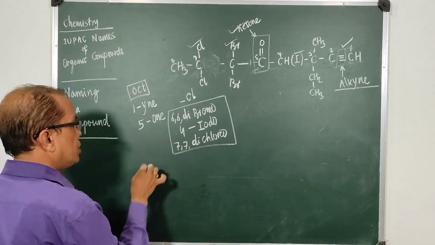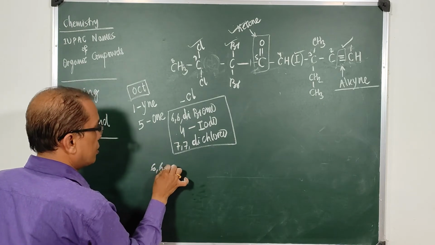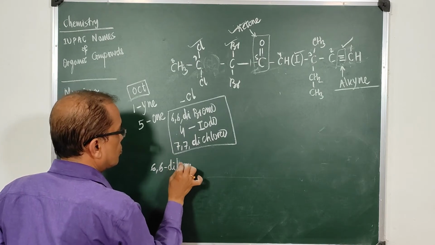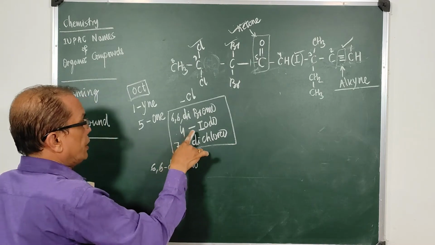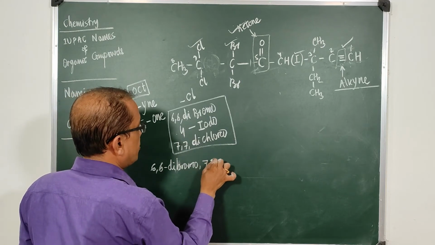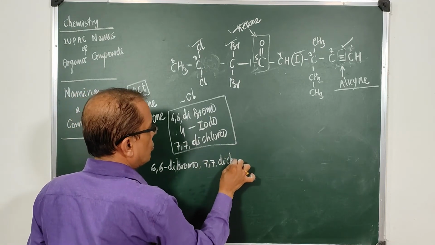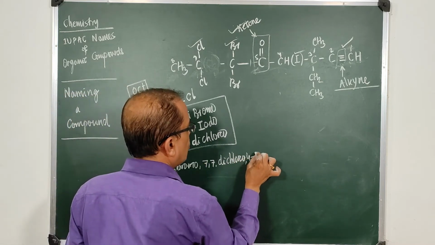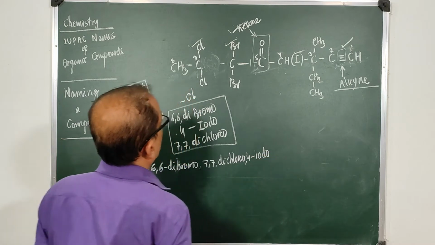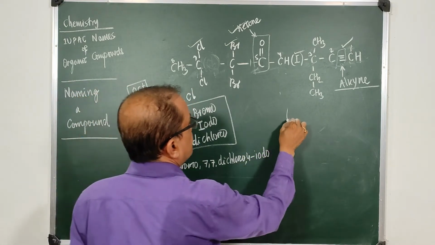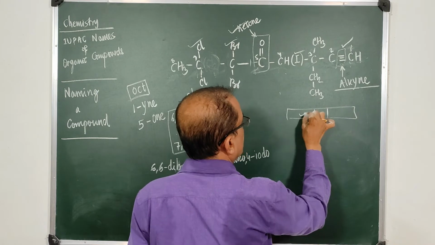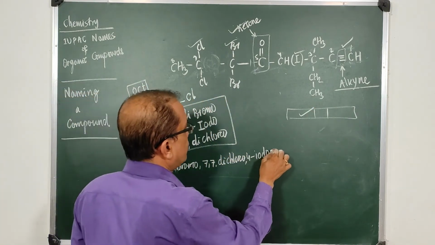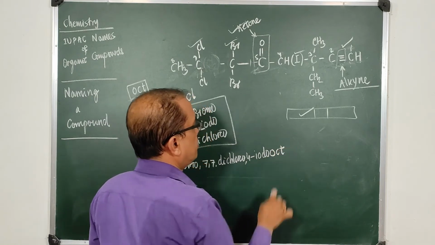So I write from this 6,6-dibromo, next 7,7-dichloro, next 4-iodo, and the prefix part is over now. Then I go for the word root. The word root is oct, so I write oct here without any gap.